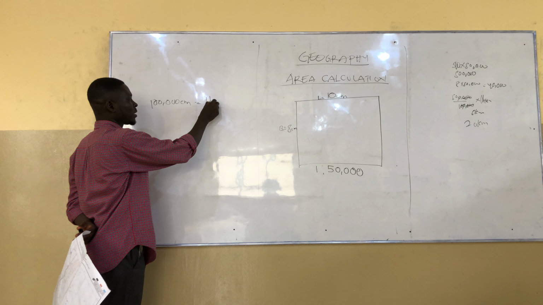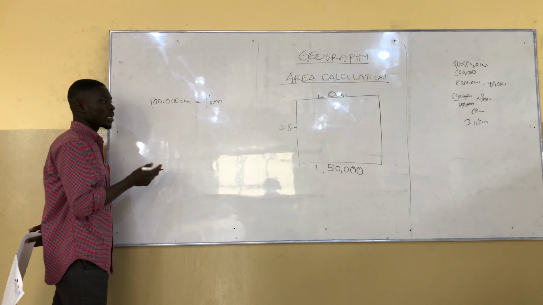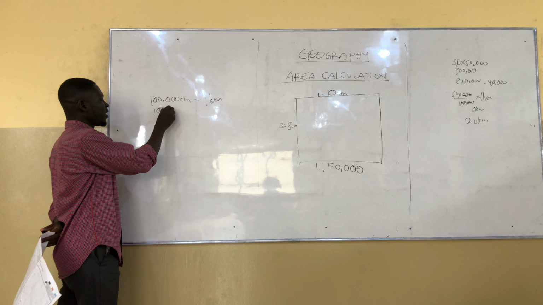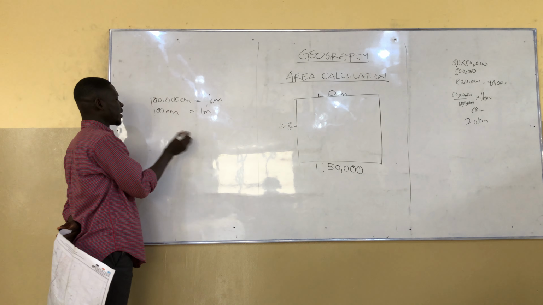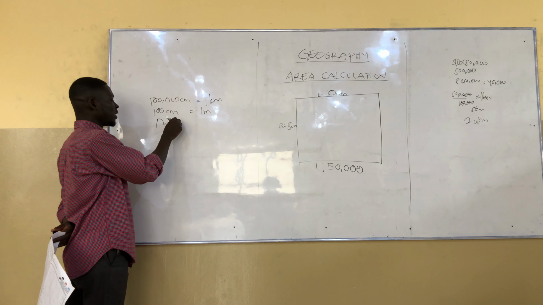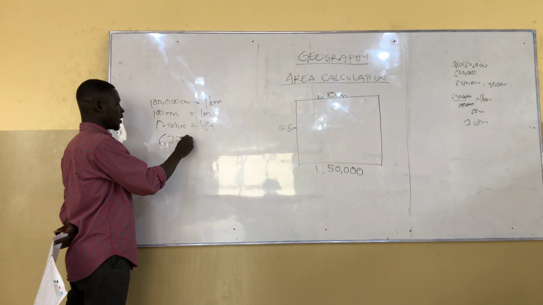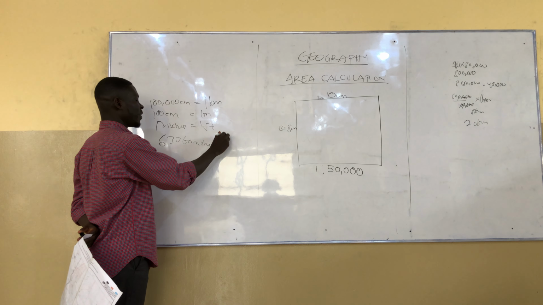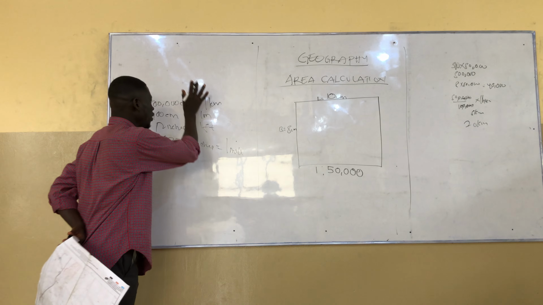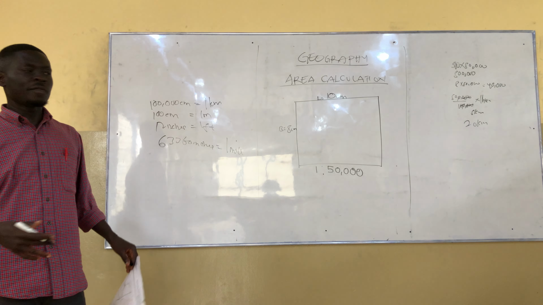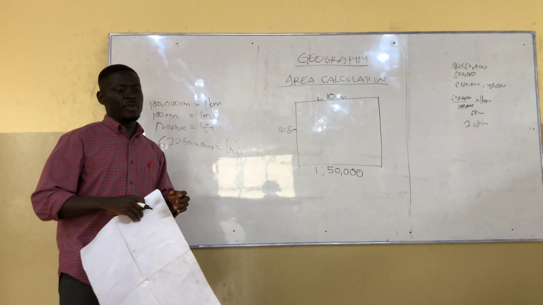So for instance, we know that 100,000 centimeters will give us 1 kilometer. 100 centimeters will give us 1 meter. 12 inches will give us 1 foot. 63360 inches will give us 1 mile. So we can use this information to calculate the area of a map.